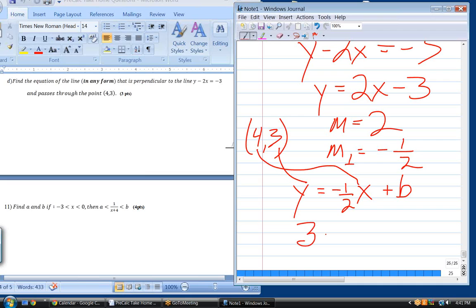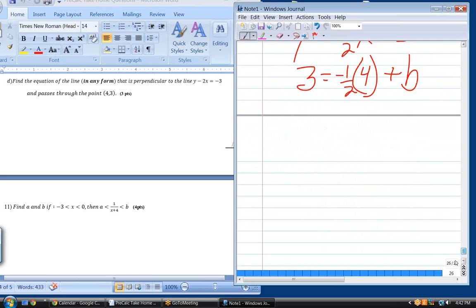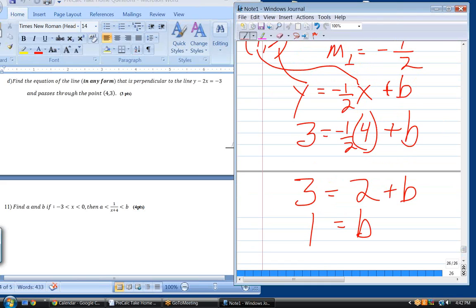So I have 3 equals minus 1/2. Oh, we plug in the points. Yeah, exactly. And now notice, now I have one equation and only one variable. I'm going to be able to solve for that. So I get 3 equals 2 plus b. B equals 1. Now I know that that is 1. So my answer is y equals, I know the slope is negative 1/2 x plus 1. That's my answer.